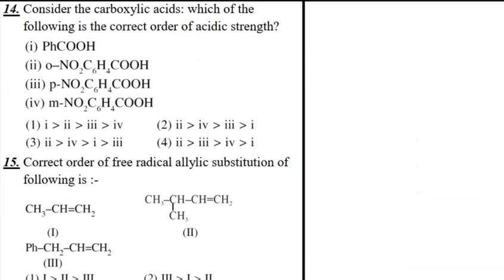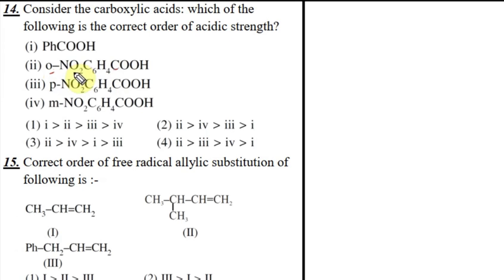Consider the carboxylic acids. Which of the following is the correct order of acidic strength? Okay, so the more the NO2 groups that you are going to put, the more acidic it is going to get. Okay, that's one. Second thing is just ortho effect we saw. Ortho nitro means this will be out of plane. Alright, so this is going to be much more acidic.